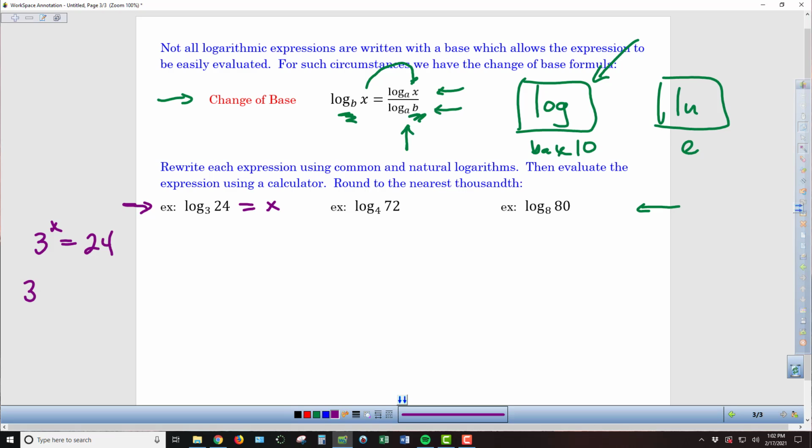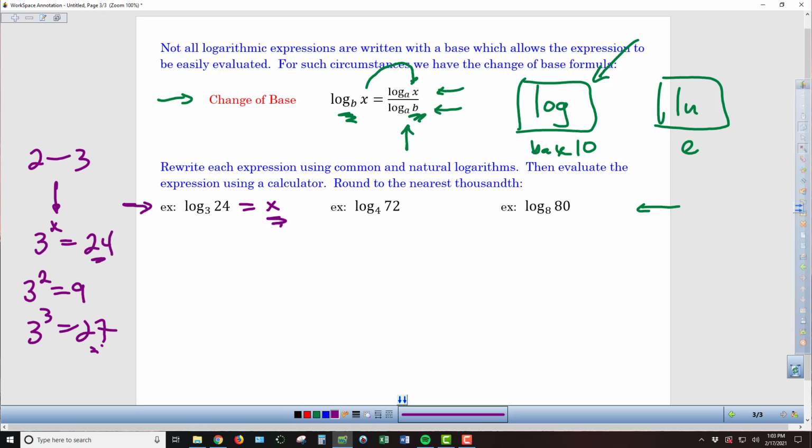And so I know that 3 to the second equals 9, and I know that 3 to the third equals 27. So that means my exponent x here, or what the value of this expression should turn out to be, is somewhere between 2 and 3. A little bit closer to 3, since 24 is a little bit closer to 27 than it is to 9. So this sets up an expectation for me that my answer should be in that range.